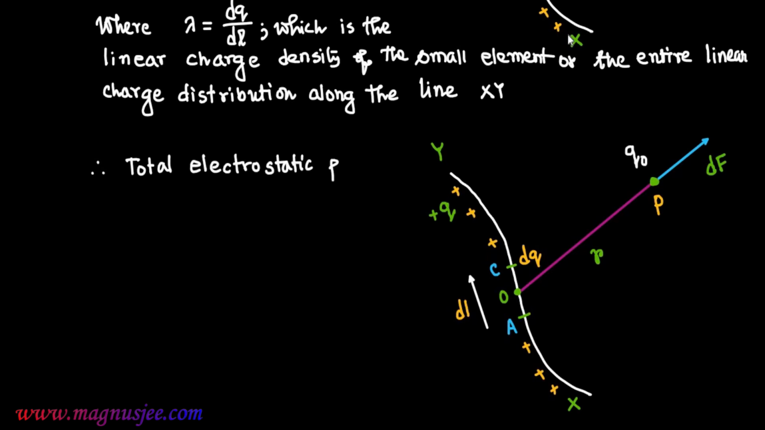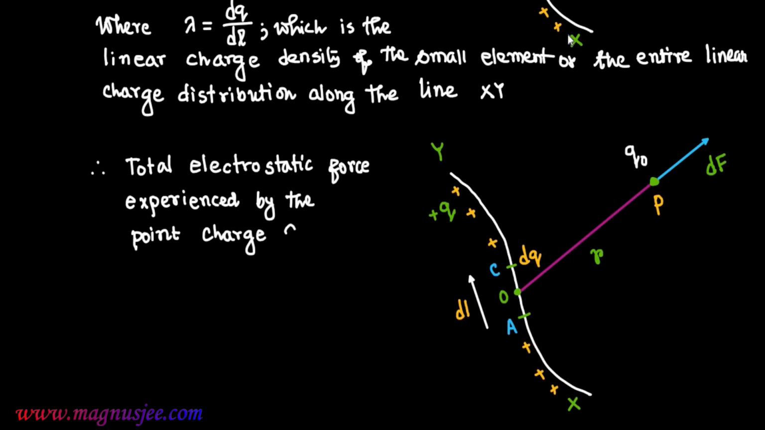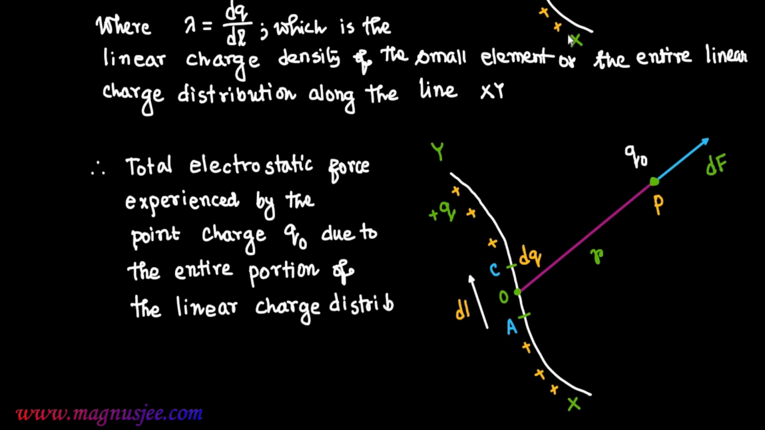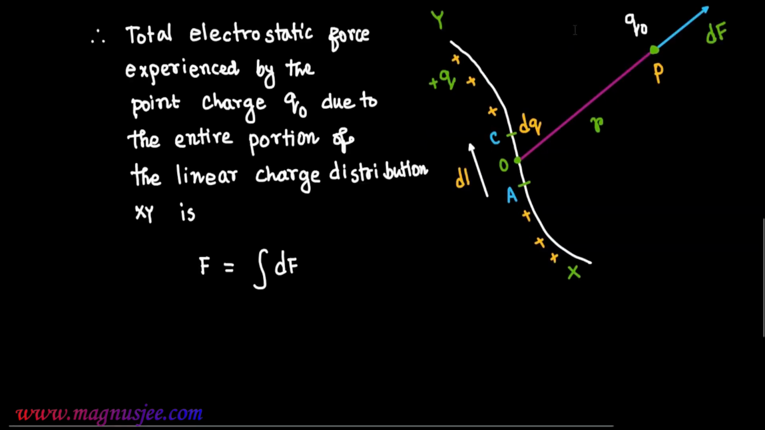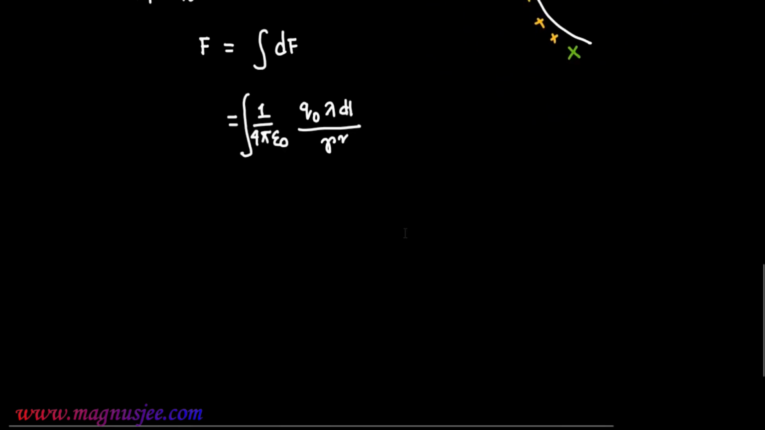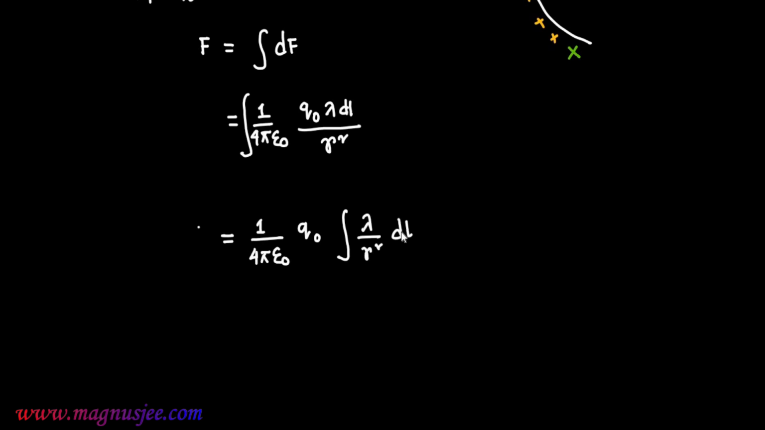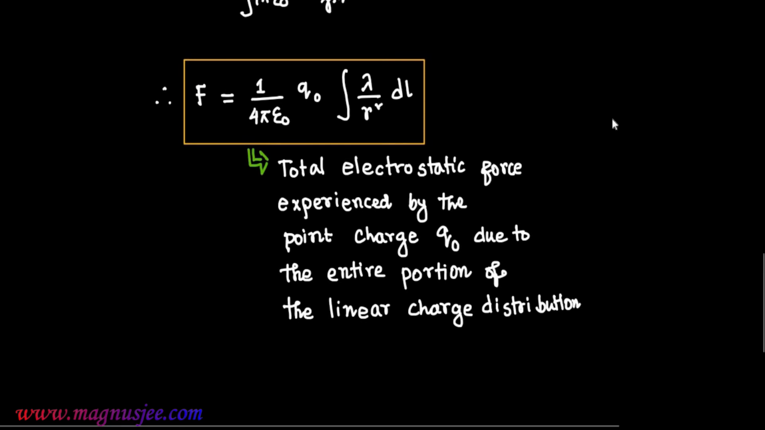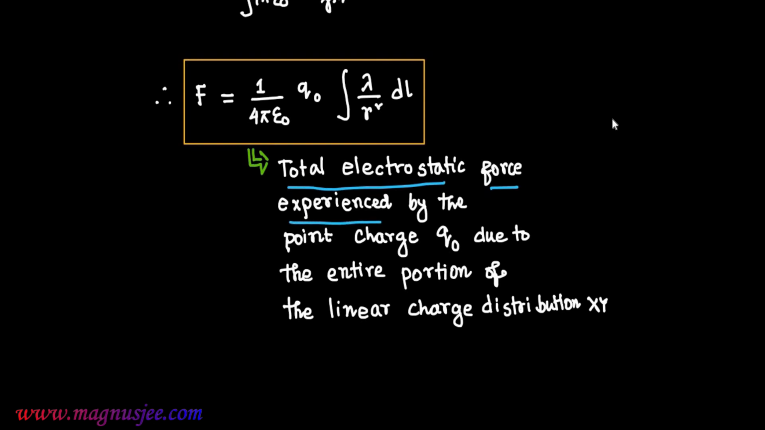Therefore, the total electrostatic force experienced by the point charge Q naught due to the entire portion of the linear charge distribution along the curved line xy is F equal integration dF, equal 1 by 4 pi epsilon 0 Q naught integration lambda dl by r square. This is the total electrostatic force experienced by Q naught due to the entire linear charge distribution xy.